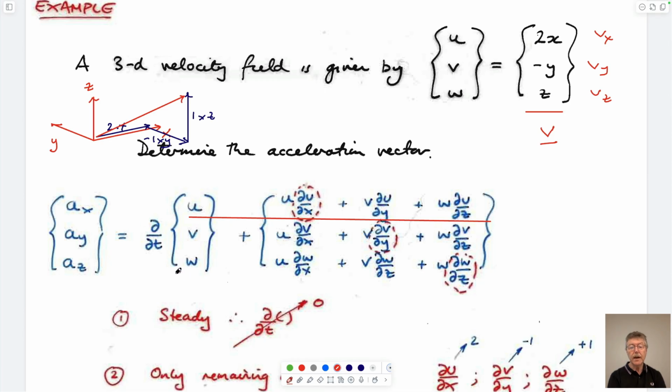It's not changing with time, so these would all end up being 0, just because nothing's changing with time. These are finite, but there's no change. They're the same at second 1 as they are at second 10, so there's no change with time. And so this would be Vx times dVx dx.